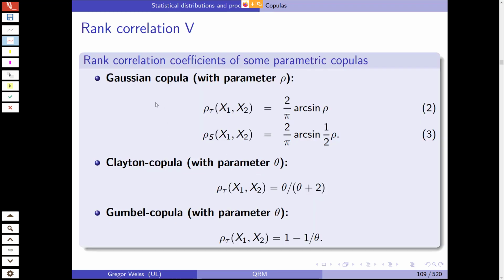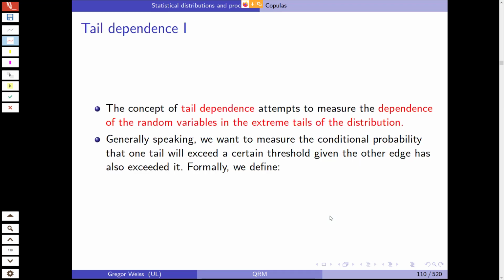Some examples. For the Gaussian copula with a parameter rho, you get Kendall's tau and Spearman's rho by these formulas. It's even simpler for the Clayton and Gumbel copulas. It's actually theta divided by theta plus 2, or 1 minus 1 over theta, respectively. This is Kendall's tau for the Clayton and Gumbel copula.